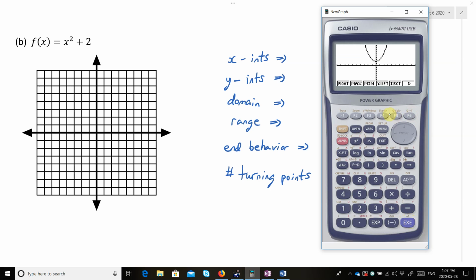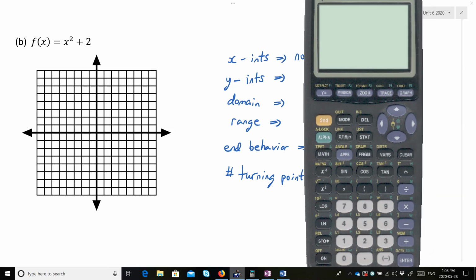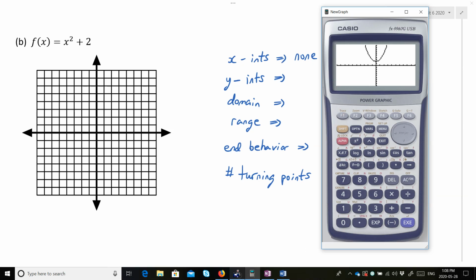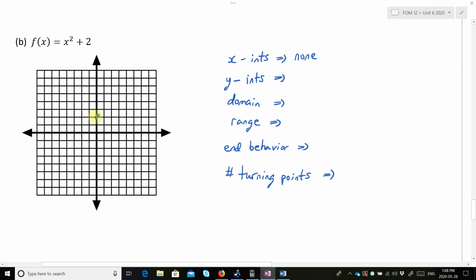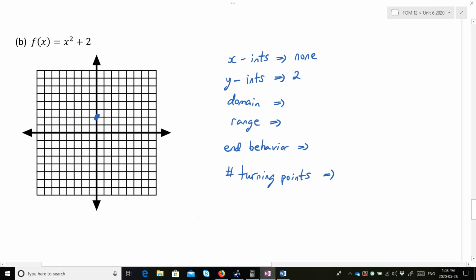Let's go G-Solve. Root is the x-intercept. Oh, not found. There are no x-intercepts. That makes sense because the graph is not touching the x-axis. So none. Let's go G-Solve. The y-intercept is Y-ICPT. That's F4. The y-intercept is at (0, 2). Okay, so y-intercept at 2. And very roughly, the graph goes like this. Okay, so we're just doing rough sketches.